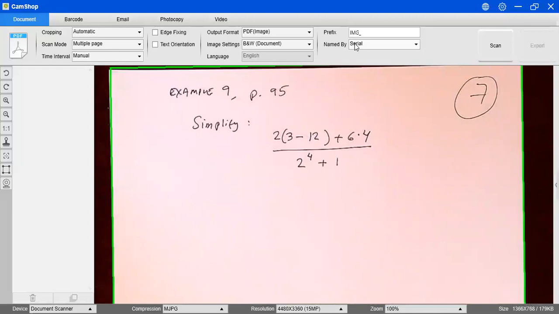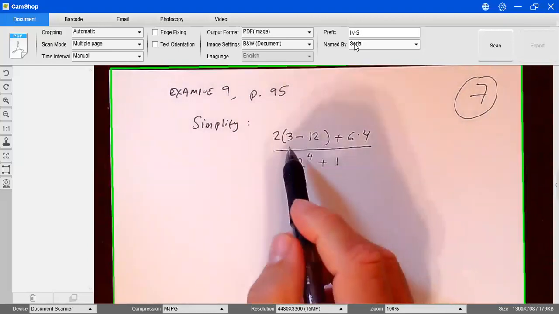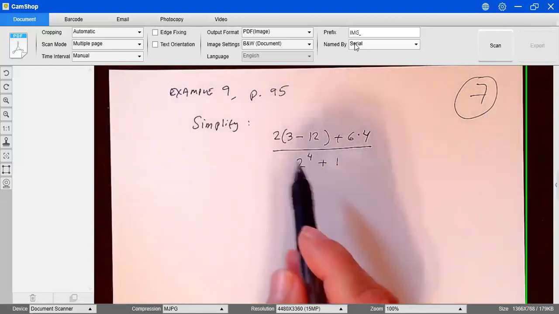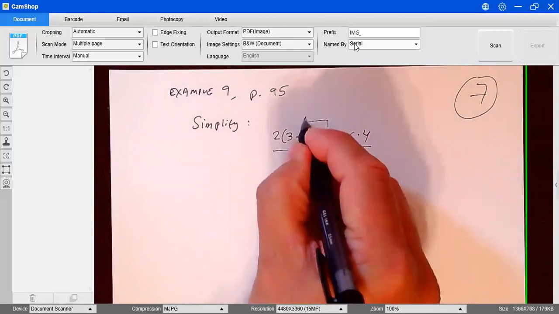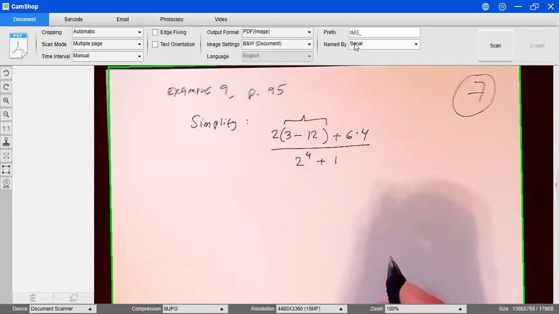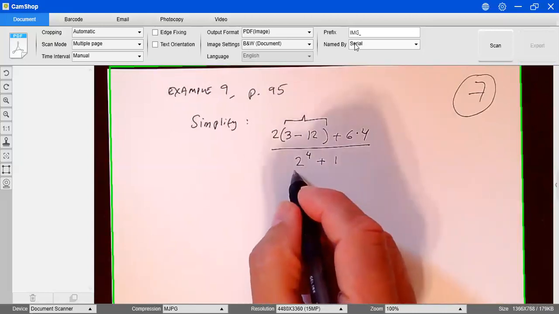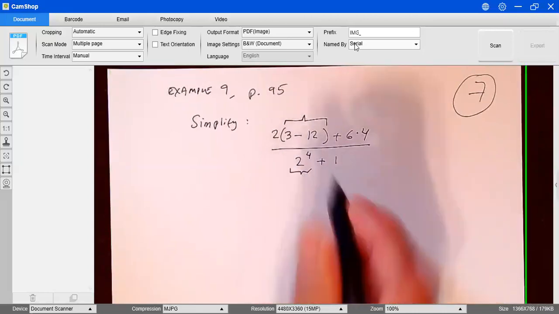So this is a fraction. So we're going to work the numerator and the denominator independently. So in regards with the numerator, we have a grouping symbol here. So we're going to work on this part. And in the denominator, we have this exponential expression.